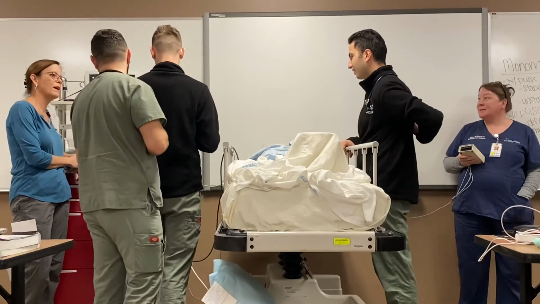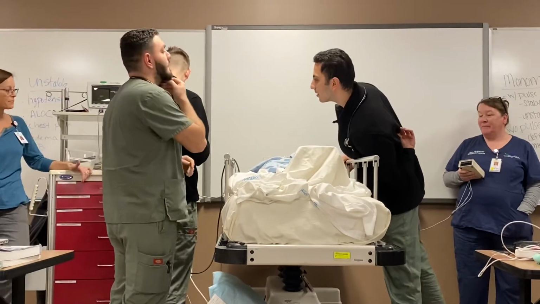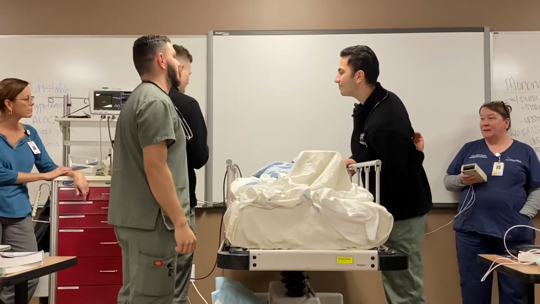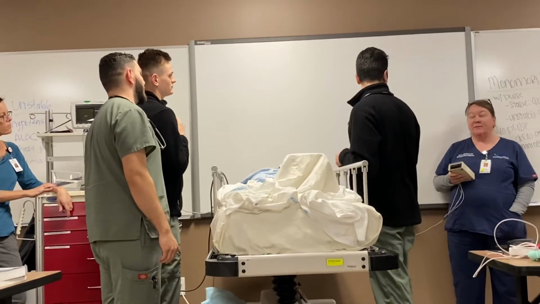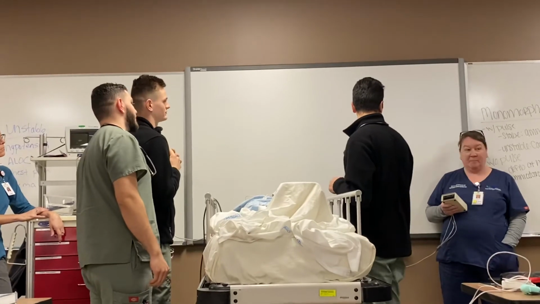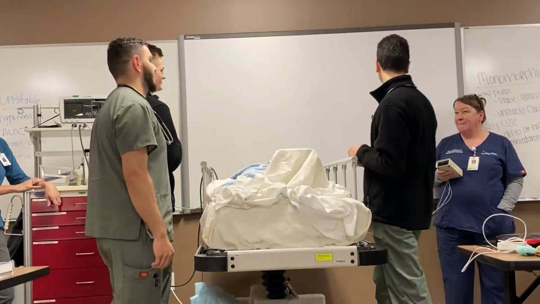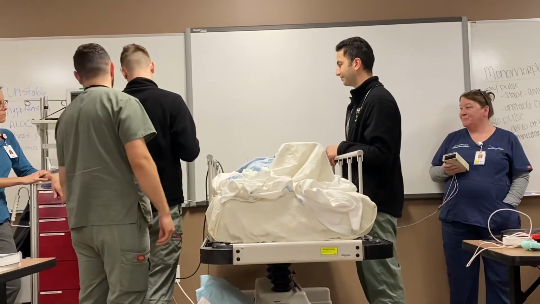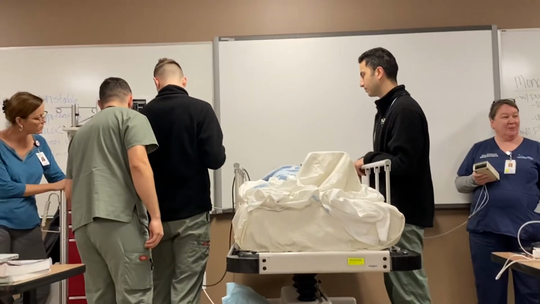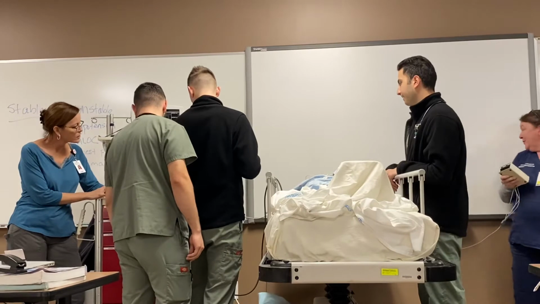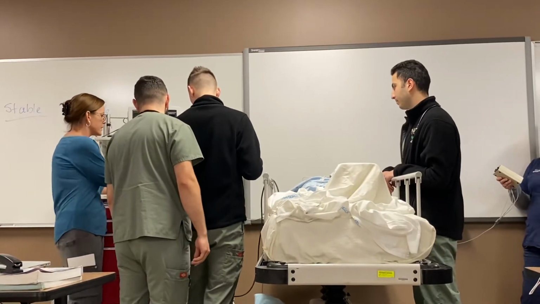Now you're gonna reassess. Now they're in monomorphic VTAC, so amiodarone, 150. The blood pressure is 93/55. So still unstable. So we're gonna go to cardiovert at 100 joules. And then the sync is right here.